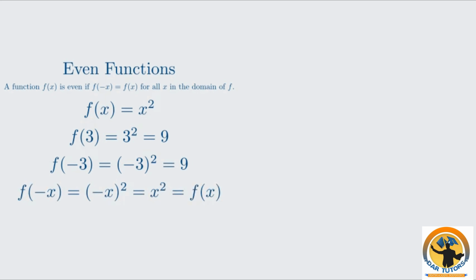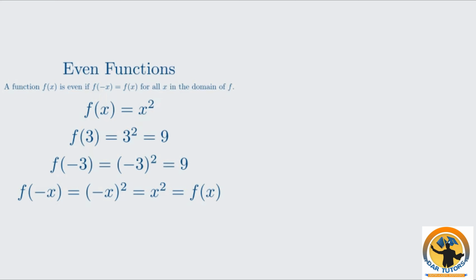Let's prove it algebraically. We start with f(-x). We replace x with -x in the function's rule. So f(-x) = (-x) squared. Squaring a negative number makes it positive, so this simplifies to x squared. And x squared is just our original function, f(x). Therefore, f(x) = x squared is an even function.